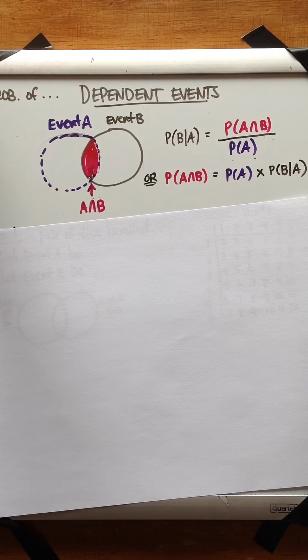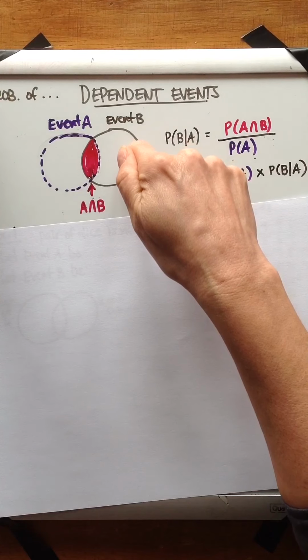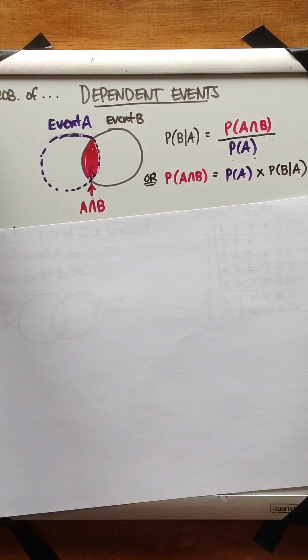In this video, we're going to explore calculating the probability of dependent events. So let's begin by defining what that means. It means that we have two events. We'll call them A and B, so instead of 1 and 2, so we don't confuse them numerically. And they have an overlap between them, meaning that event B can't happen unless event A does.